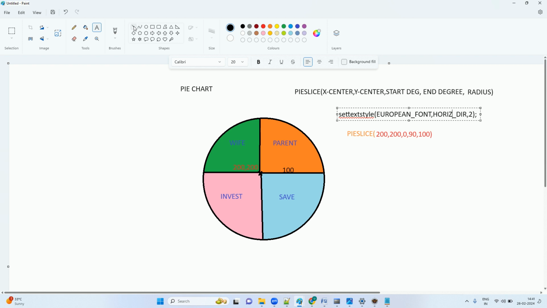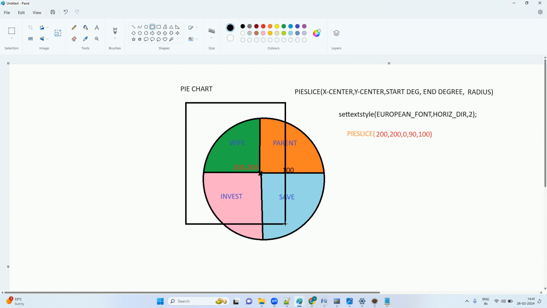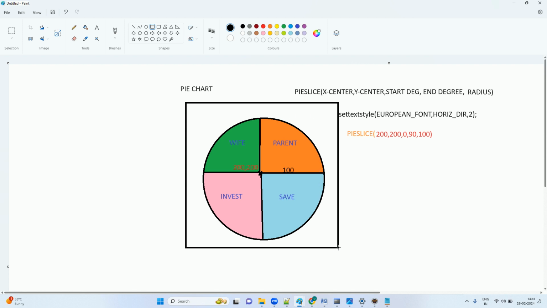Correct? So for this we have to understand the geometry of this canvas. So if this is 2020, means this is 200, 200, right? I have marked the center as 200, 200, correct? So this is 200, 200. Then we have given the radius as 100, means this is 300.